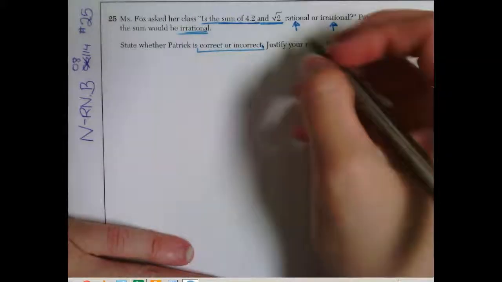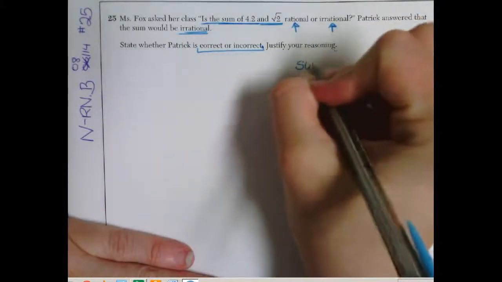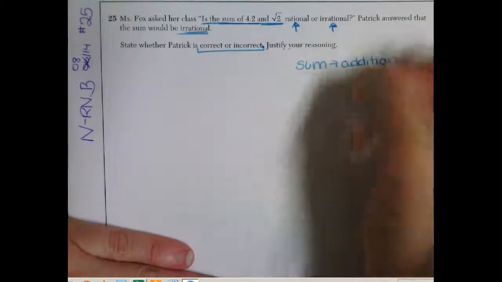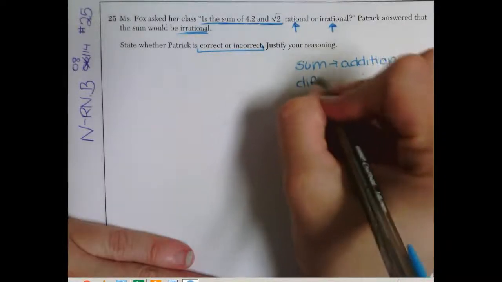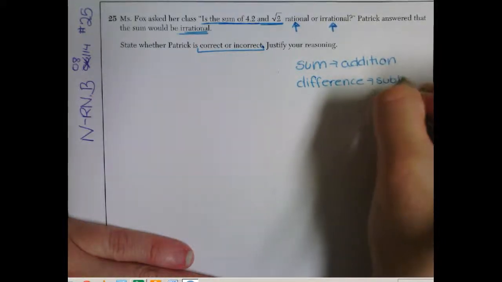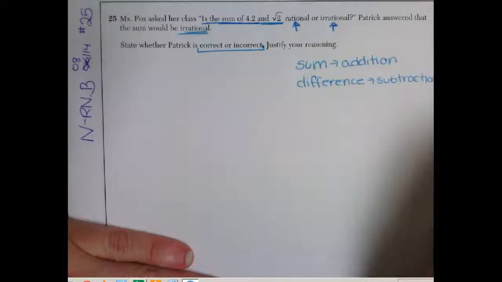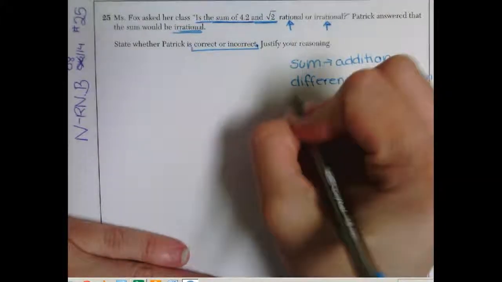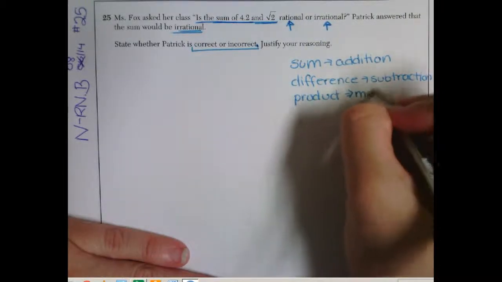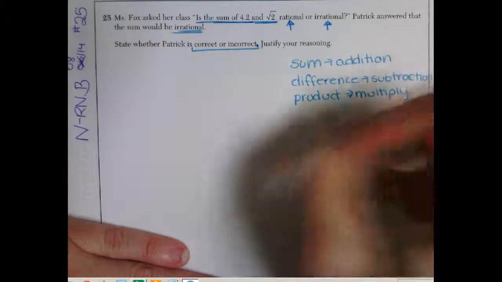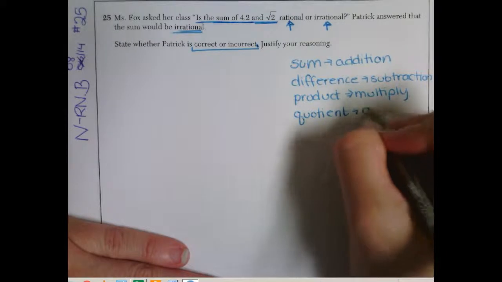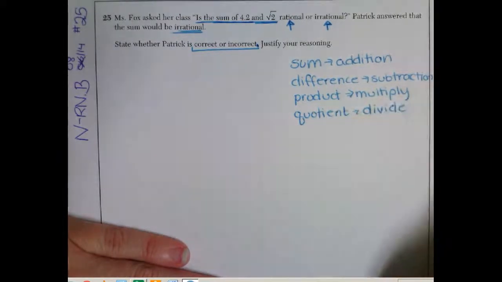Let's just take a step back real quick. Sum, we know, is for addition. Okay, just as a little bit of a review if you need this. When you see difference, that is going to be for subtraction. Okay, when we have product, that is for multiply, and I'm just going to write multiply instead of multiplication. And whenever you see quotient, that means divide. Okay, so that's just a little reminder.